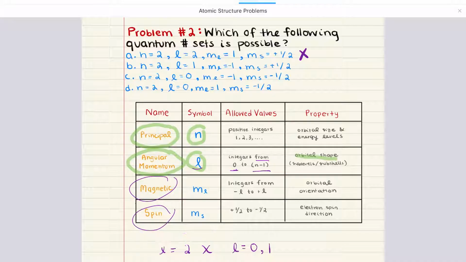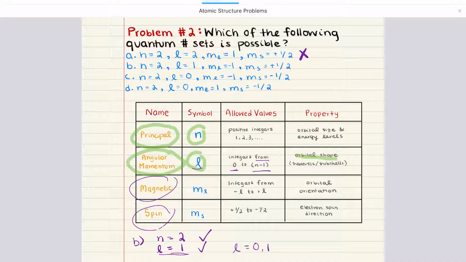All right, let's move on to B. Let's see if B is a possible set. For B, we have n equals 2. This is possible. l equals 1 here. Okay, this is good. Remember, for n equals 2, l can be either 0 or 1. So this is very much possible. Now, for the ml value, it's -1.